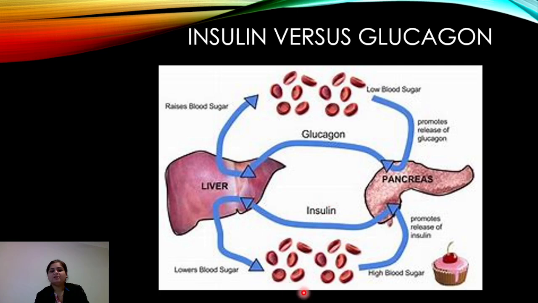But what insulin does is, when the glucose levels in the blood are very high, it promotes the release of insulin from the pancreas, which goes into the liver through the portal vein, and the liver lowers the blood glucose levels by increasing the uptake of glucose. So that's how glucagon and insulin keep a balance of blood sugar levels in our body. Glucagon is increasing the blood sugar levels in the bloodstream, and insulin is decreasing them.